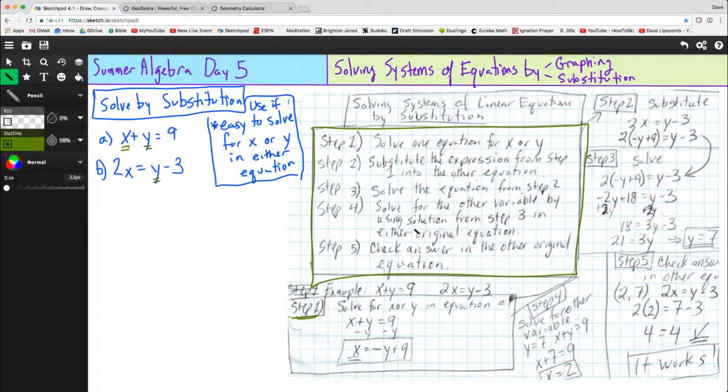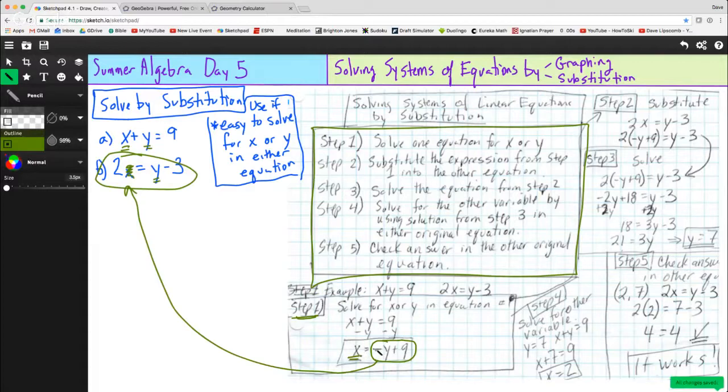So step 2 says, take this expression, negative y plus 9, and substitute it for x in the other equation. So now we're going to go to the second equation, and we're going to plug in what we have set x equal to. We're going to just take out this x here, and we're going to plug in this new expression because we know that x is equal to negative y plus 9. So we can just take it and substitute it.